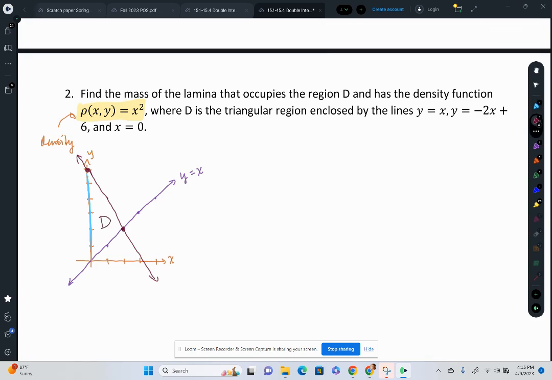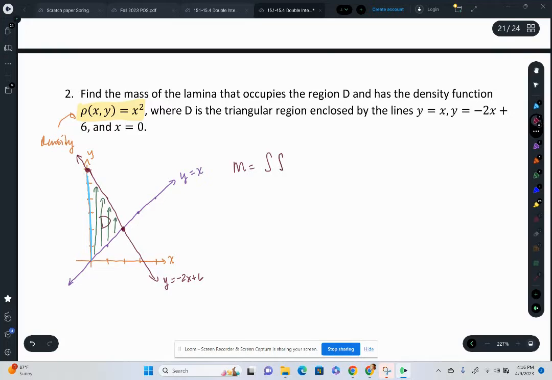It looks to me like it would be easiest for us to handle this by treating this like a type 1. I've got a bottom of y equals x, that's the lower bound. And then I have a roof of y equals -2x plus 6. And then during that time, x is going from 0 over to 2, because I can see my intersection point there very well. So I'm going to set up my mass using a type 1 region.